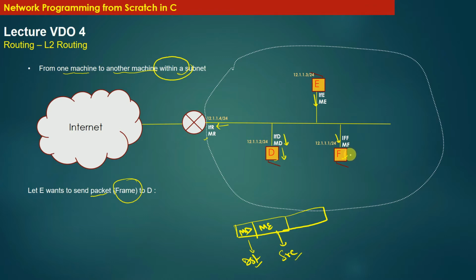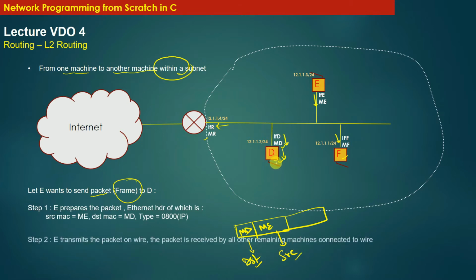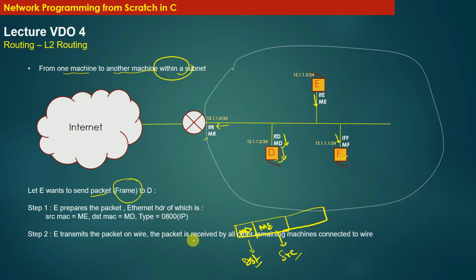But only machine D accepts the packet. Why? Because the destination MAC address specified in the packet is equal to the MAC address of the receiving interface. When this condition is true, the machine accepts the packet. So when E transmits the packet on the wire, the packet is received by all other remaining machines connected to the wire.